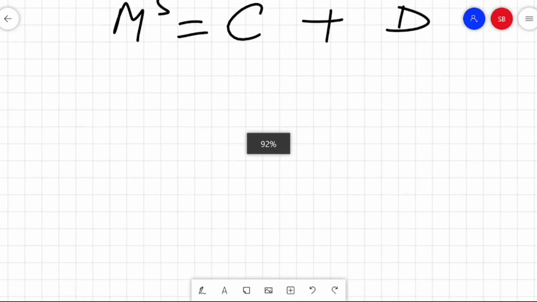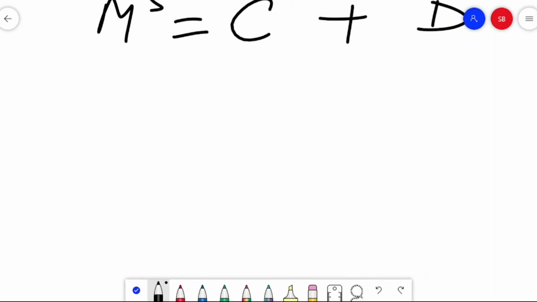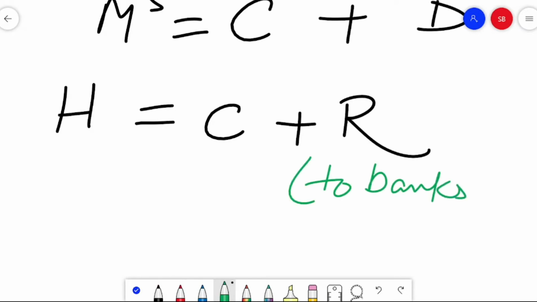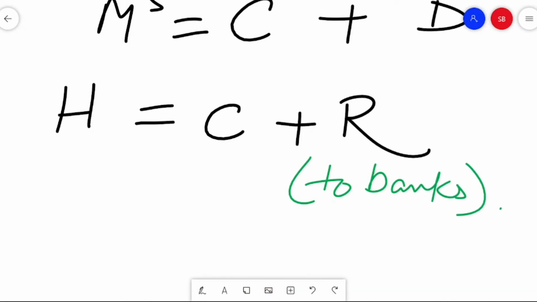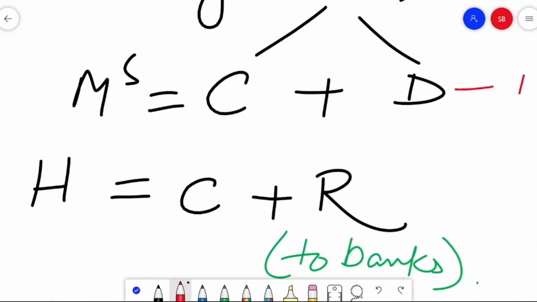In the same fashion, this high powered money that I've just mentioned, our H, also has two components: one is currency and another one is reserve, R, and this reserve mainly belongs to the banks. So we have two important equations. I'm going to mark them in red: this is our equation 1, and this is our equation 2.